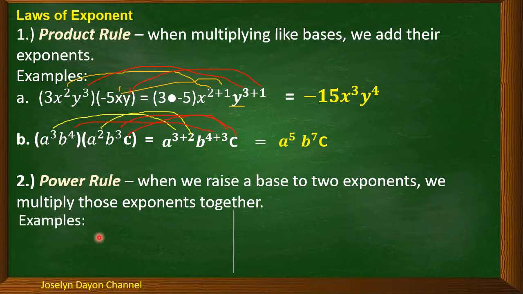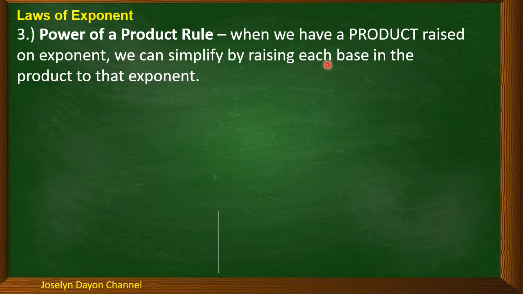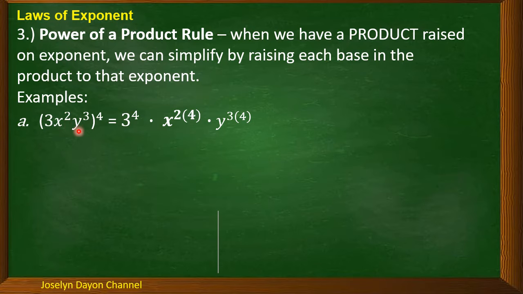Third law of exponent, we have the power of a product rule. When we have a product raised to an exponent, we can simplify by raising each base in the product to that exponent. So for example, we have here the quantity of 3x squared y cubed to the power of 4.